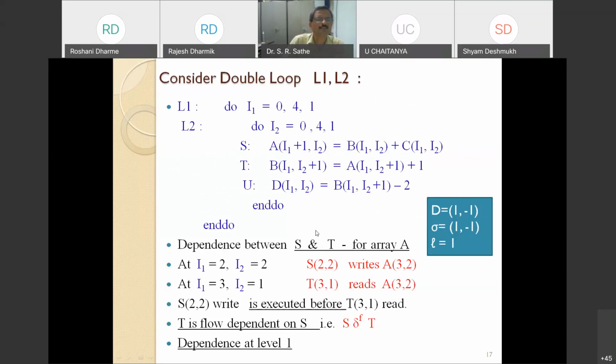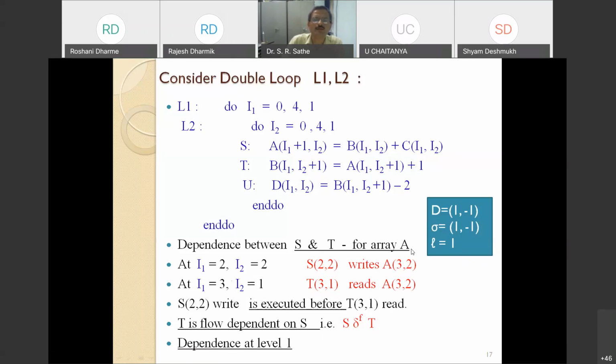So now comes the same program. In this case, S and T are the statements. S22 writes A32, and at iteration outer loop 3 and inner loop 1, T31 reads A32. So it is a read after write, RAW. It is a flow dependence. So T is flow dependent on S, since the S22 write is executed before the A31 read. That is S delta F T, and the dependence is at level 1.